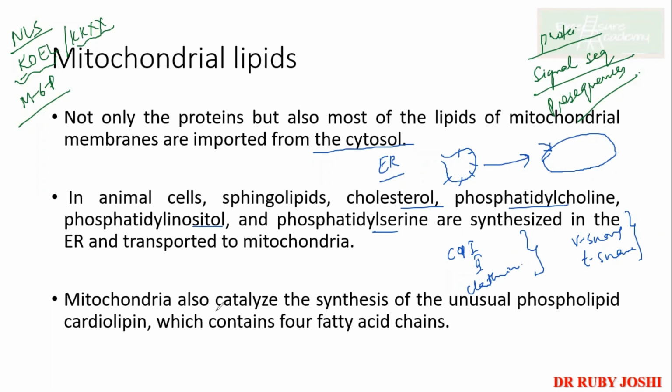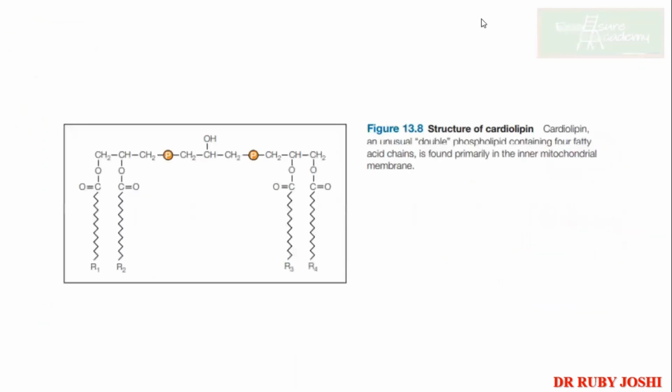Now mitochondria also catalyze the synthesis of an unusual phospholipid, which is known as cardiolipin. Cardiolipin contains 4 fatty acid chains. I'll show you the structure. So this is the structure of your cardiolipin. What we see here is that they have got the ether bond instead of, see, in our normal phospholipids, for the fatty acids, you have got the ester bond. Now here it is the ether bond, and that makes it more strong and stable.